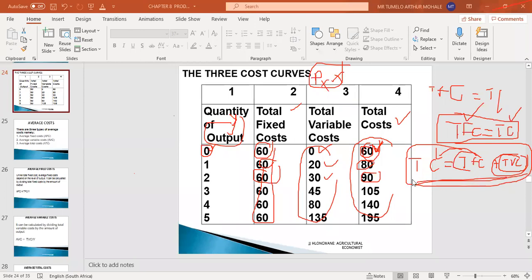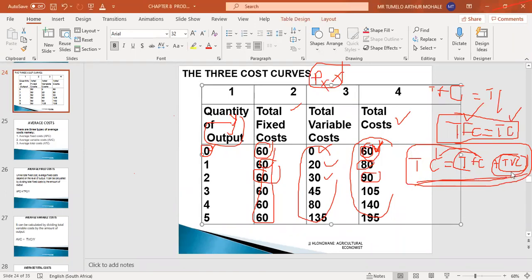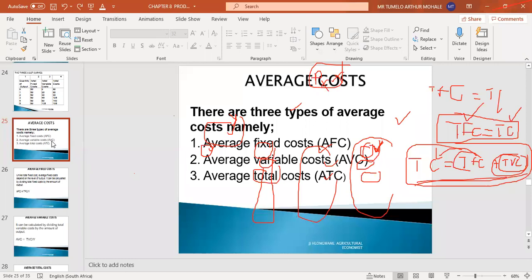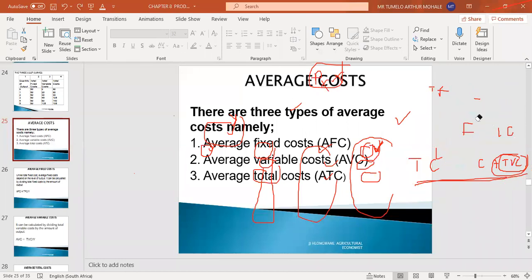And then you can also use this formula to calculate the total fixed cost. You make the total fixed cost the subject of the formula. It means that you will have TC minus TVC. So TC is 60, 60 minus 0, you will get 60. 80 minus 20, you will get 60. 90 minus 30, you will get 60. So the answer will still be fixed. So this formula is very important as well here. Should we move on to this one? Yes. Okay.